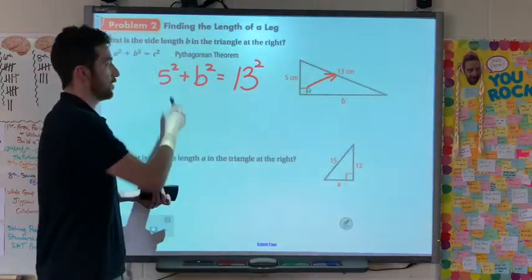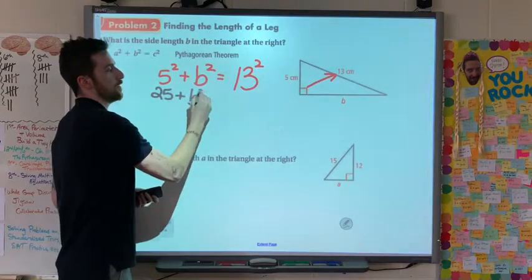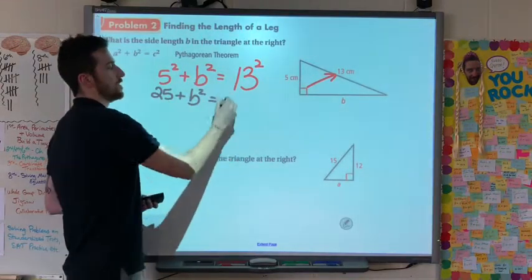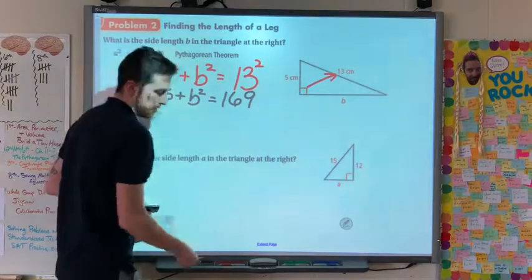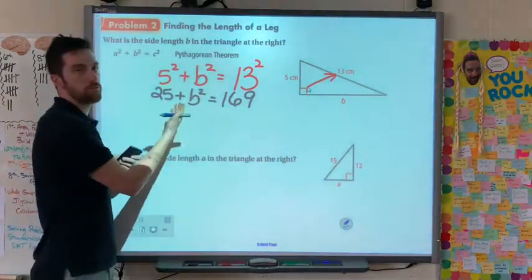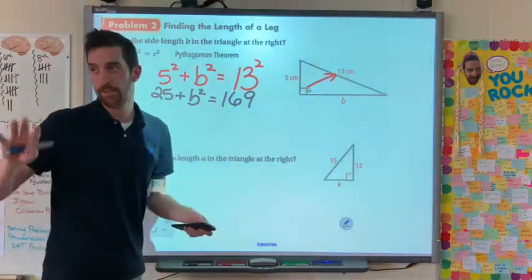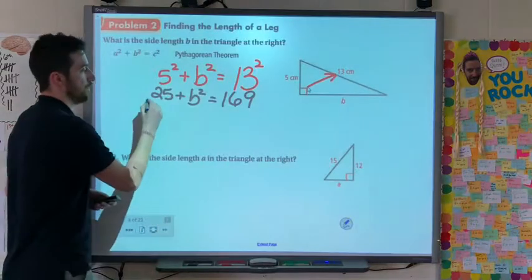And we square the same thing. 5 times 5 is 25, plus b squared. 13 times 13 is 169. Now we use our steps of solving the equation to get rid of 25. What do we do? Oh, that's right, subtract 25.